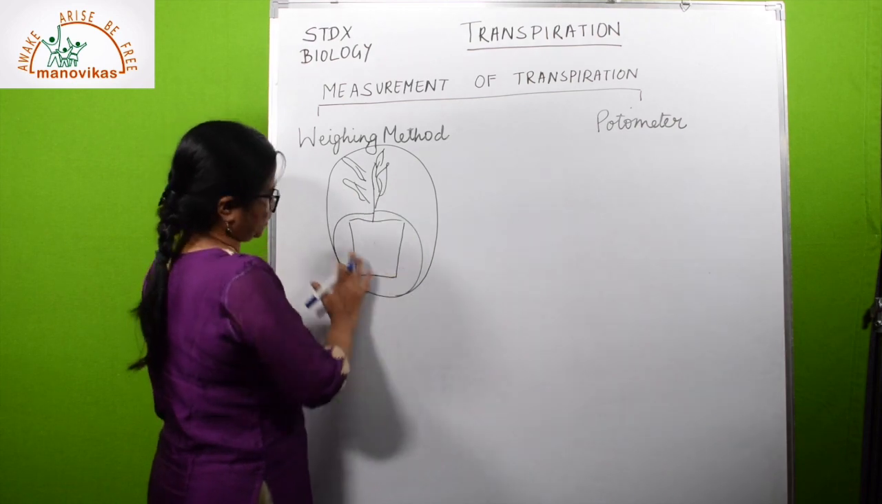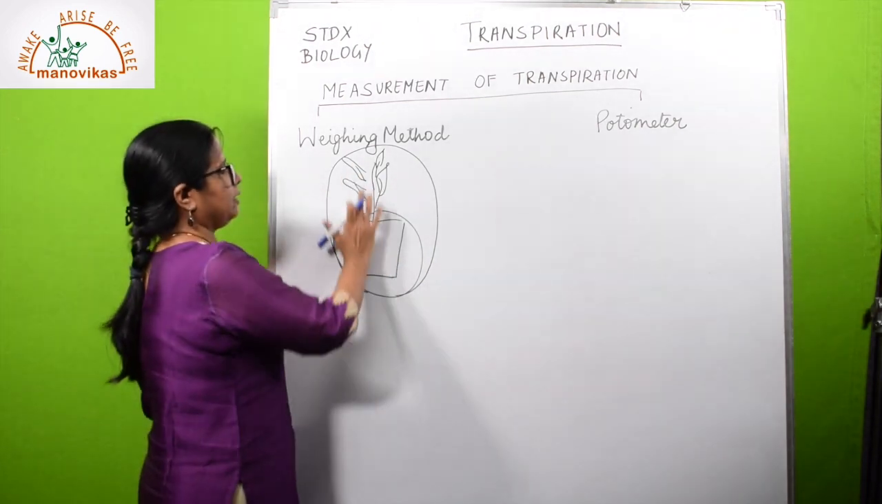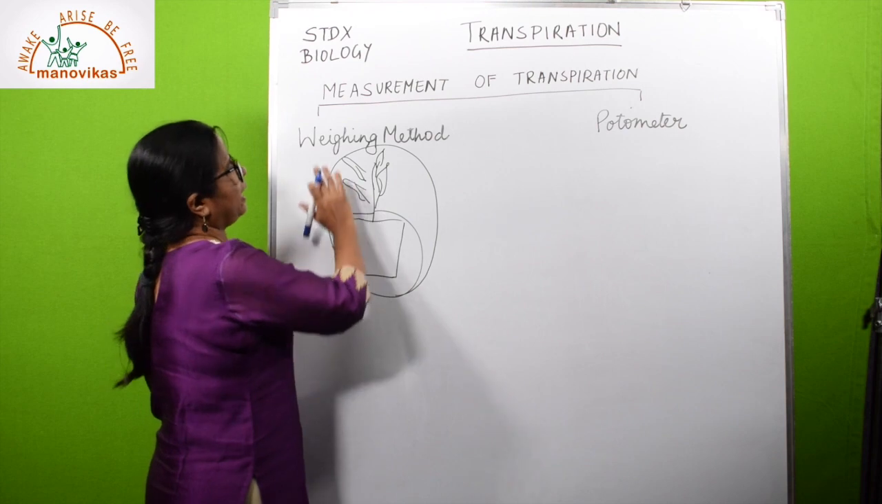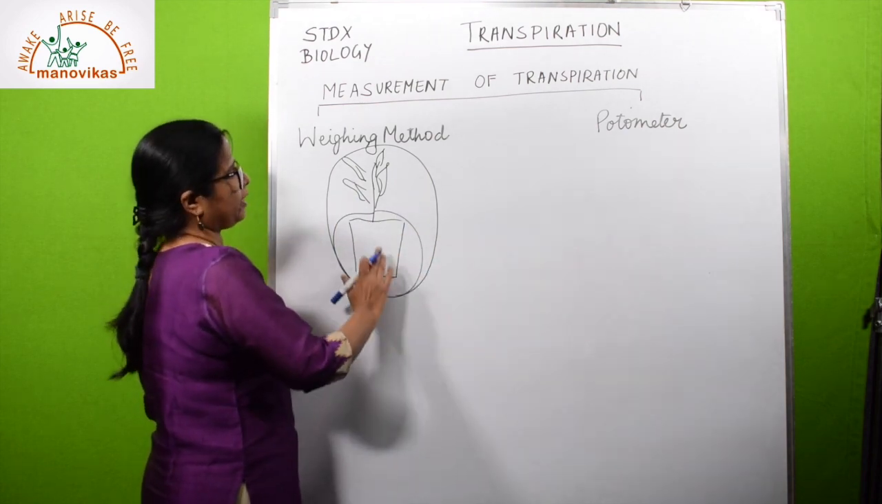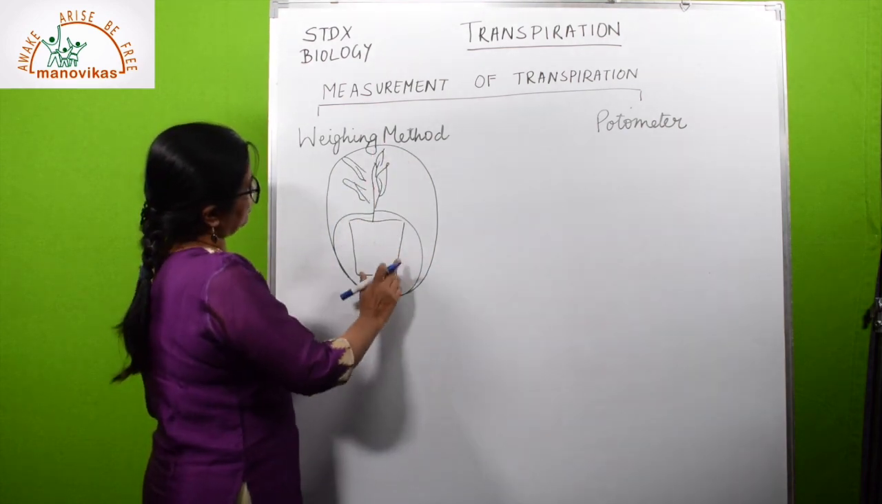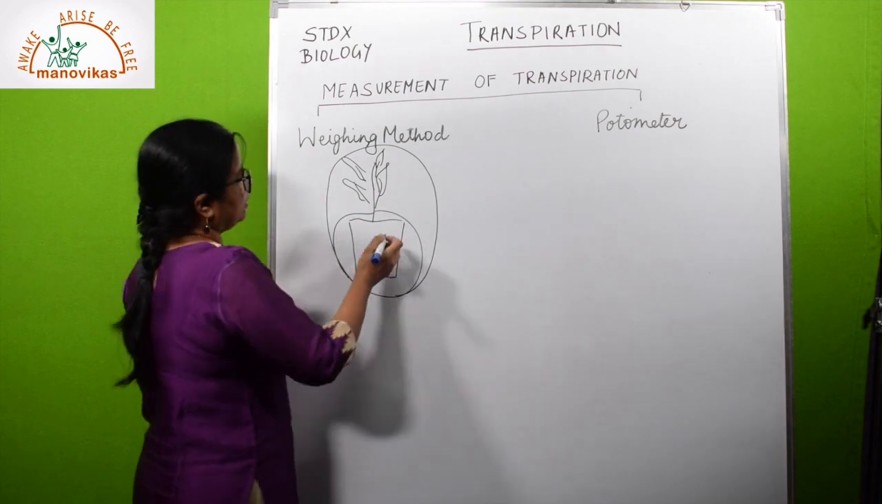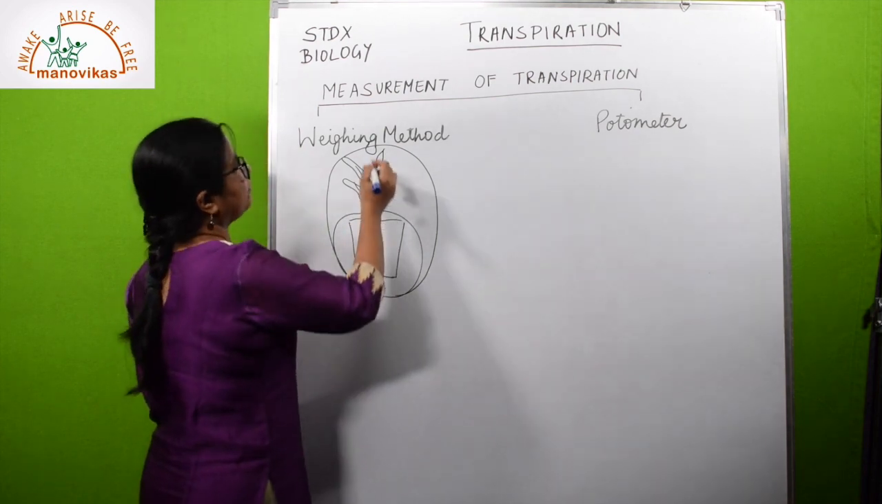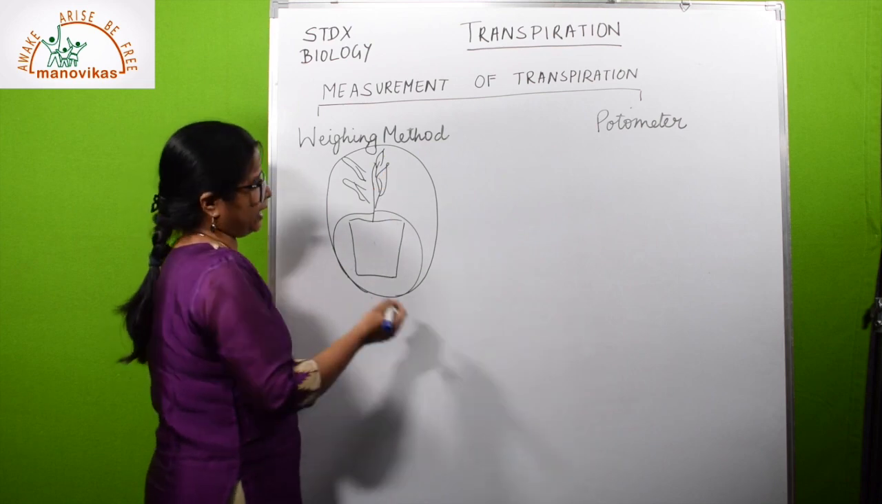So first we take the weight of the plant along with its pot, and then after we leave it to transpire for a while, we remove this plastic cover and we take its weight again. So the difference in weight will show us how much transpiration has happened.